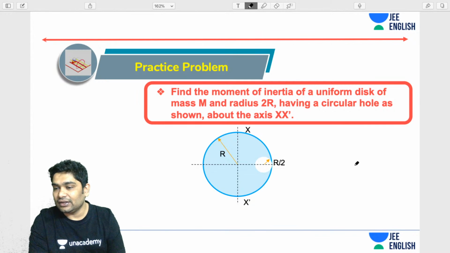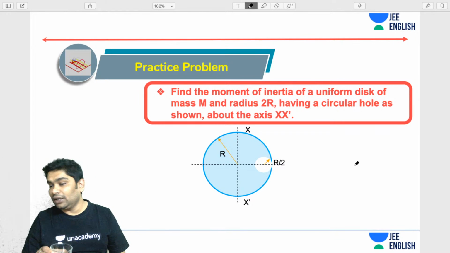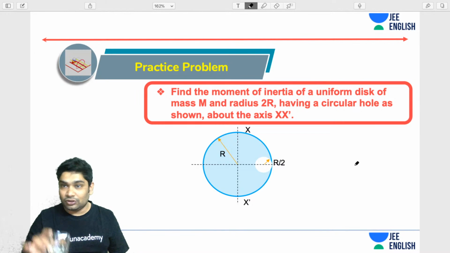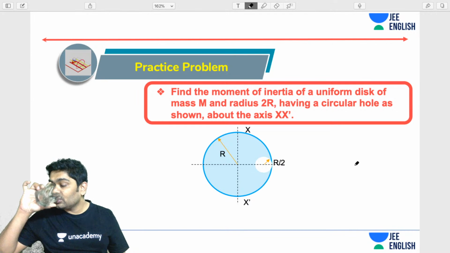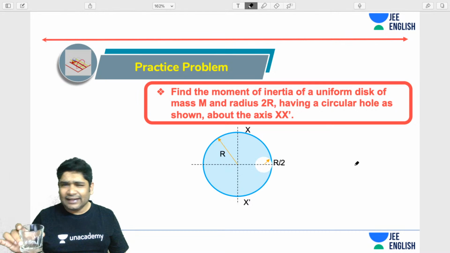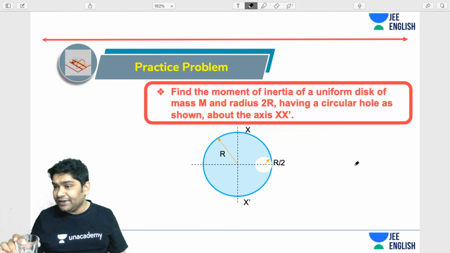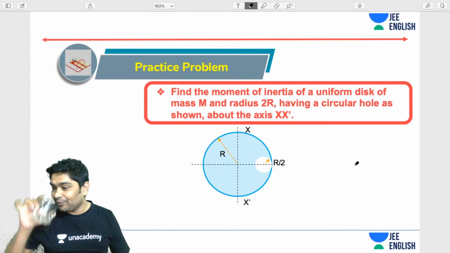Okay, so try this. Great. So how about others? I want others also to try. And I think this is the last problem that I wanted to take up. And then we'll quickly talk about the radius of gyration, and then we will start our discussion on torque and angular momentum, which is very important.